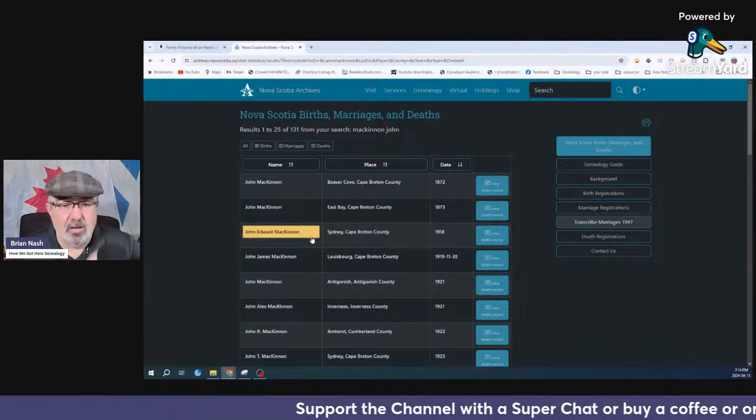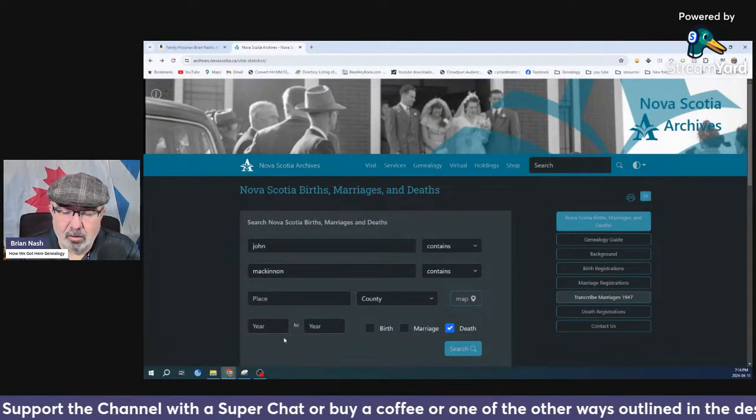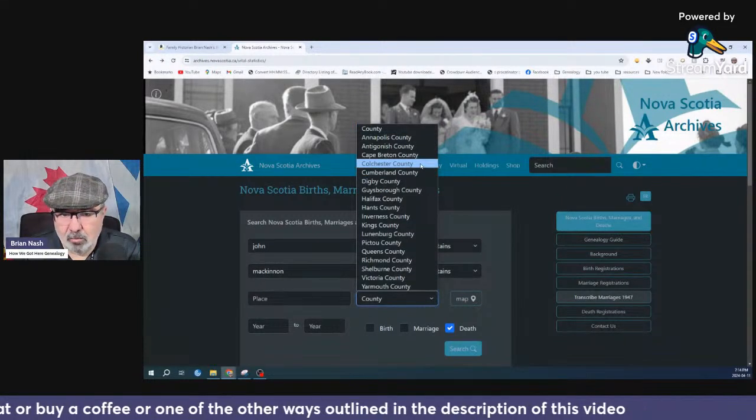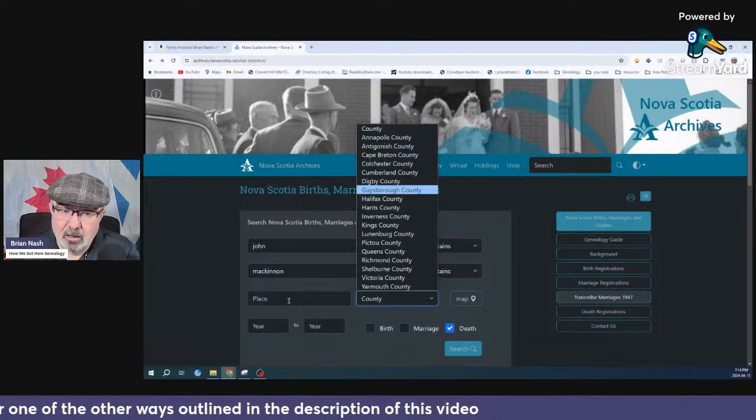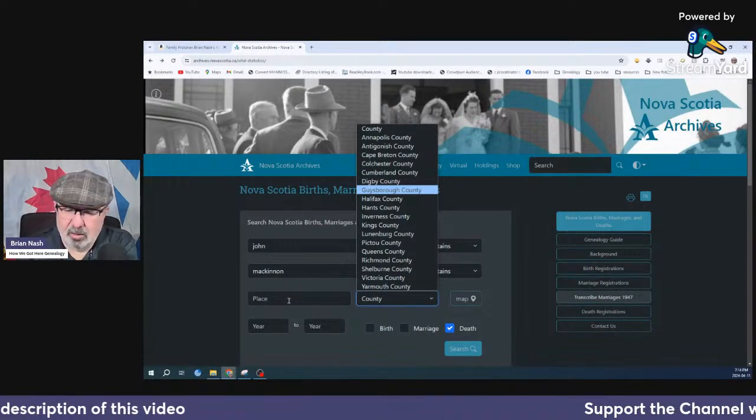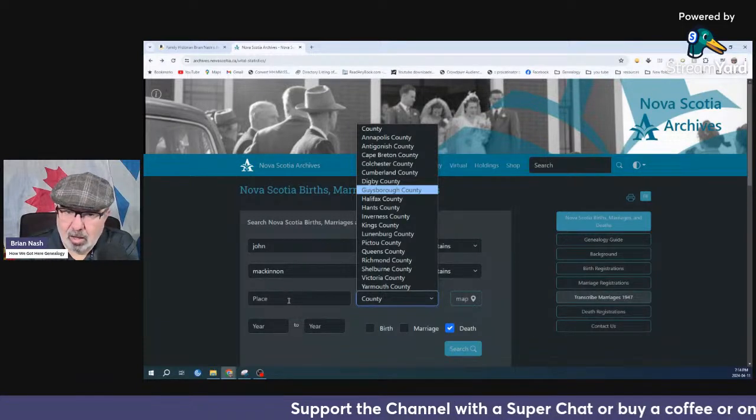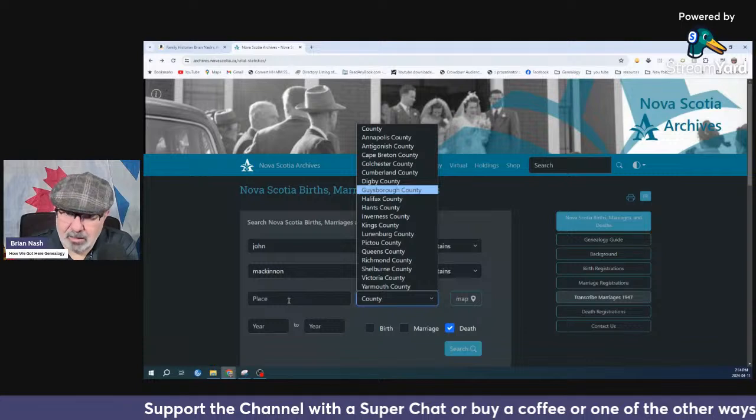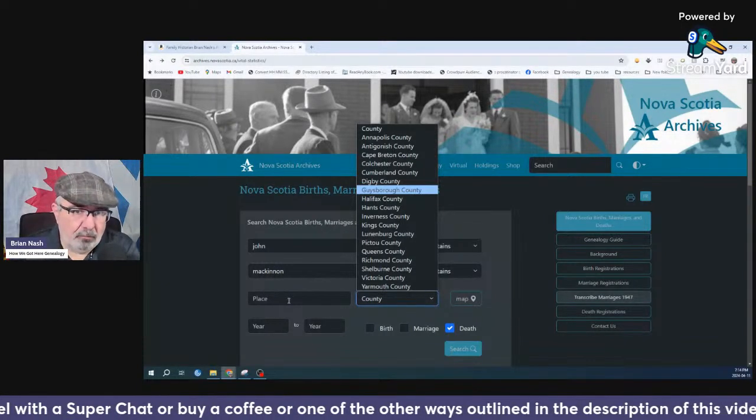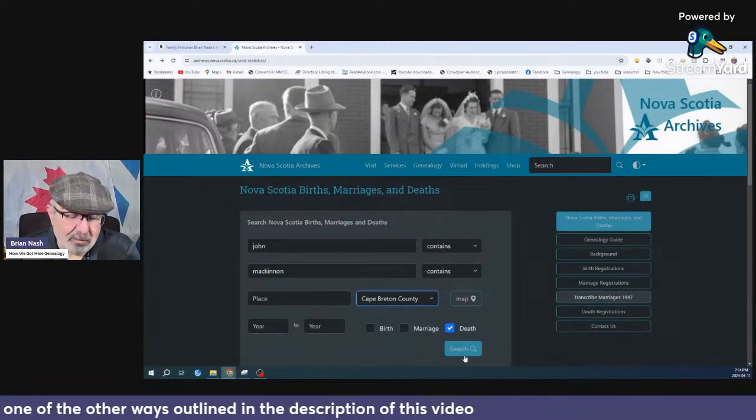And I could actually narrow it down. Again, this is helpful. You can do the range. You can do the region. I could specify the place if I knew it. But if I didn't know the exact community, and because some of that may change, he might have died in a hospital, I'm going to start with narrowing it down. He should be in Cape Breton County. And I know he is because I found this record before.